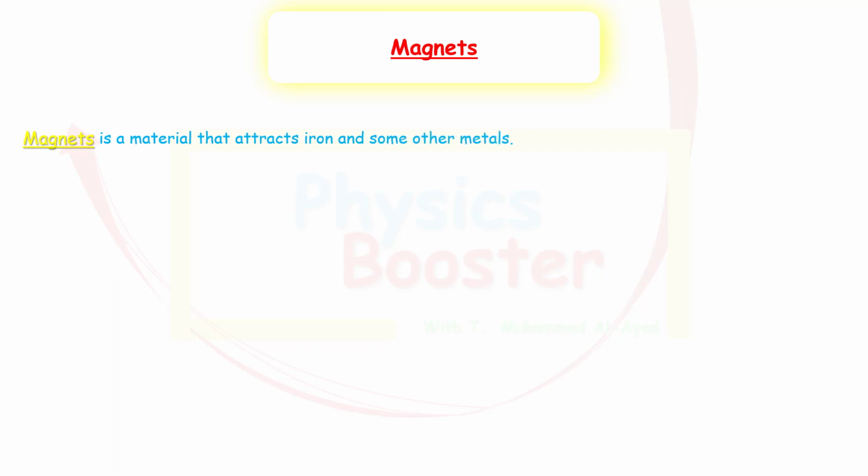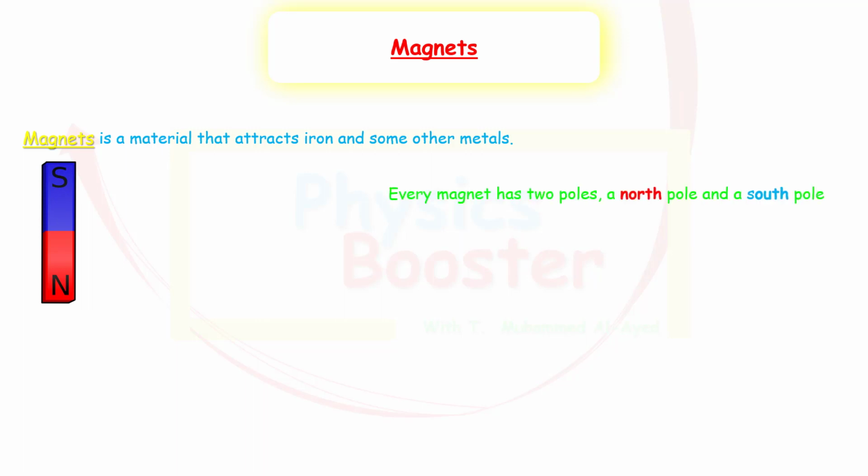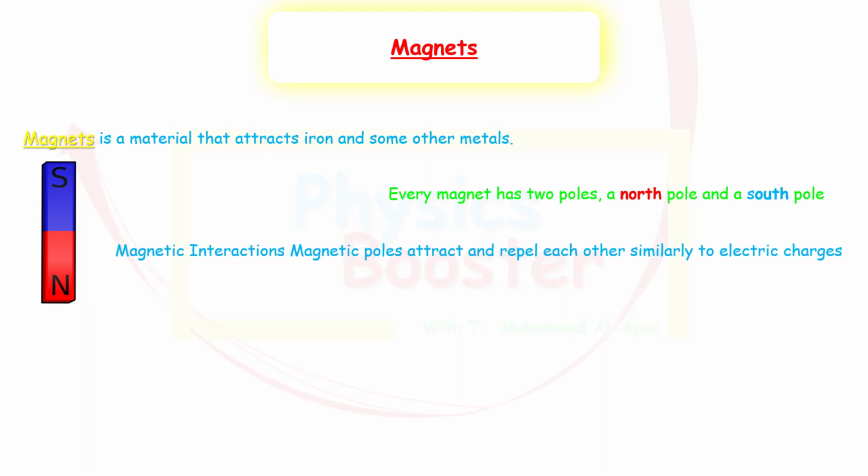First of all, let's start with introducing what is a magnet. Actually, a magnet is a material that can attract iron and some other metals. This is one of the shapes of magnets. As you can see, every magnet has something called a north pole and a south pole, and it's indicated with a letter N or S. N is for the north pole and S is for the south pole.